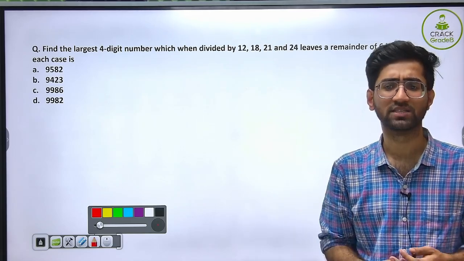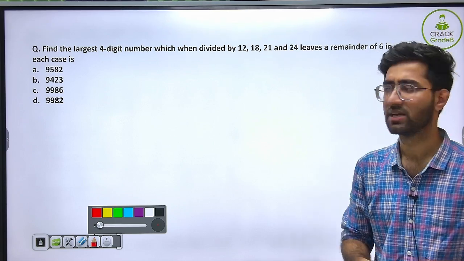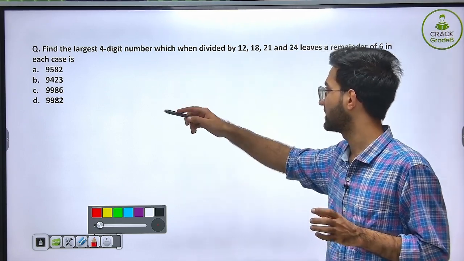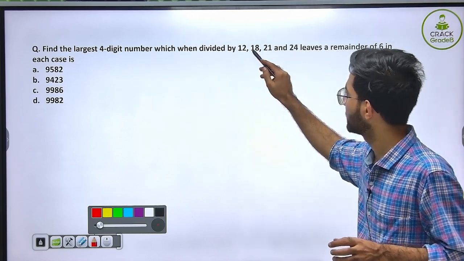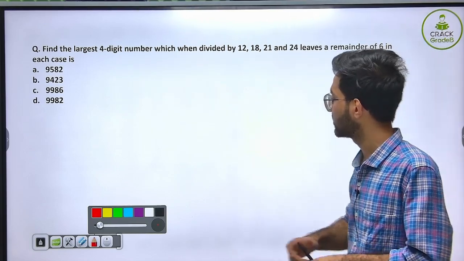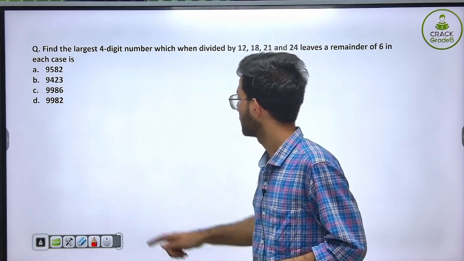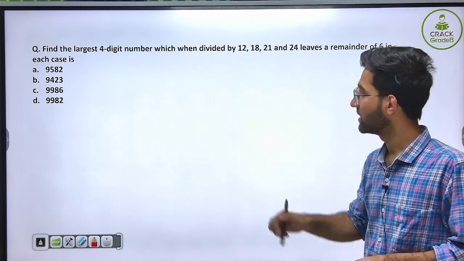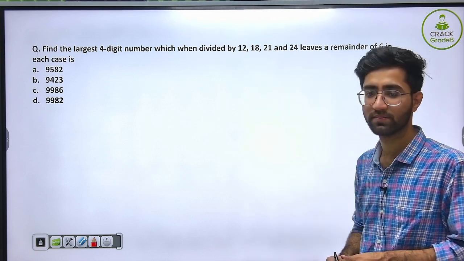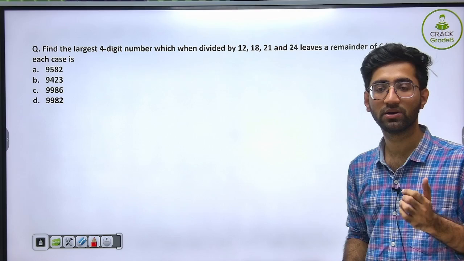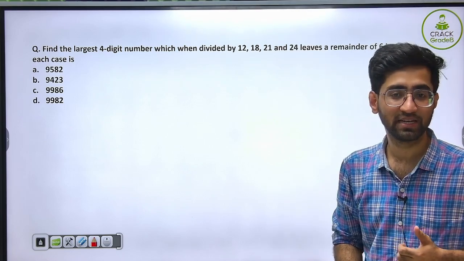There are good chances that you will get only one option where you will find that if you divide that number by 12, you will get remainder 6. If you divide that number by 18, you will get the remainder as 6. If you divide that number by 21, you will get remainder as 6. If you divide that number by 24, you will get remainder as 6.